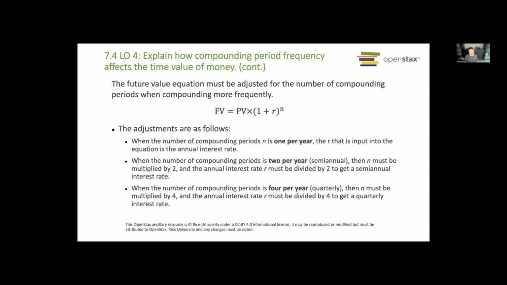But if we compound more than once a year, we just have to use the number of total periods as N. If you compound twice a year, then you use 2 times the number of years as the number of periods. And for R, we just have to use the periodical rate. In other words, if we quote 6% per year, that means 3% every half year, 1.5% every quarter, and 0.5% every month.